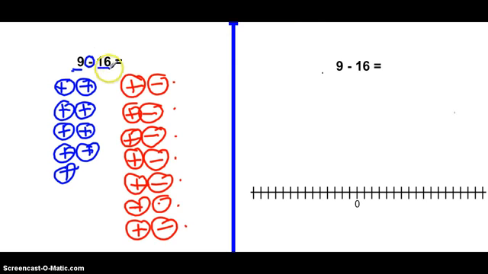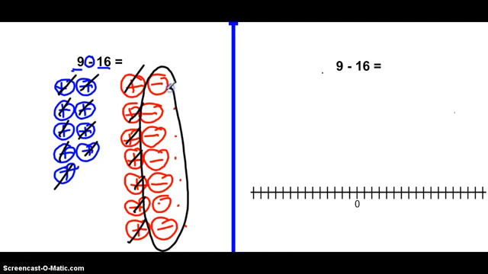Now I'm going to subtract my 16 positives. 1, 2, 3, 4, 5, 6, 7, 8, 9, 10, 11, 12, 13, 14, 15, 16. Here's what's left. 1, 2, 3, 4, 5, 6, 7 negatives. So the final answer is -7.